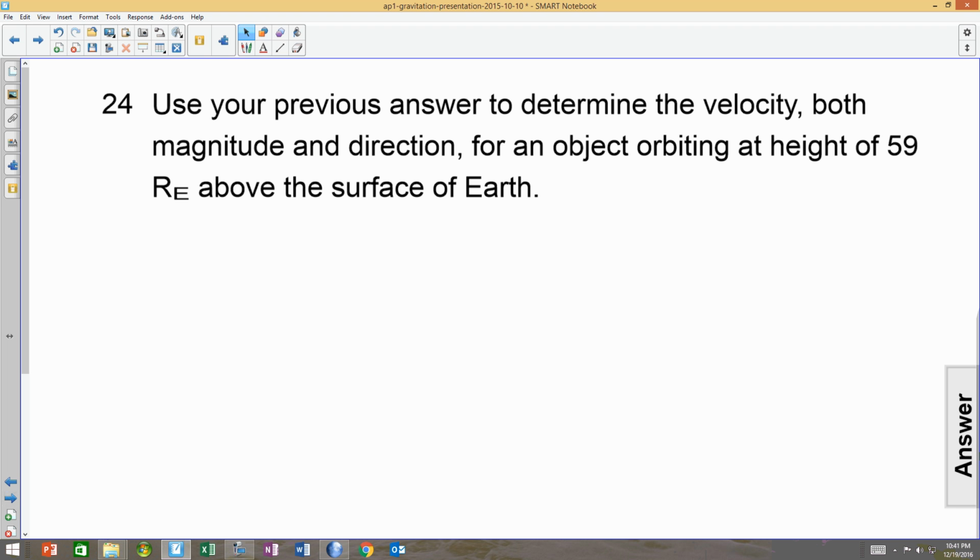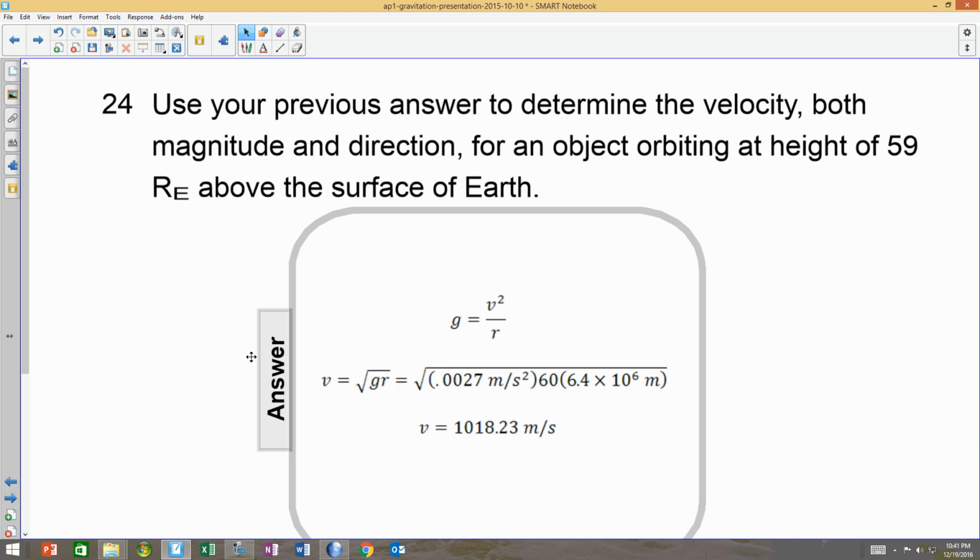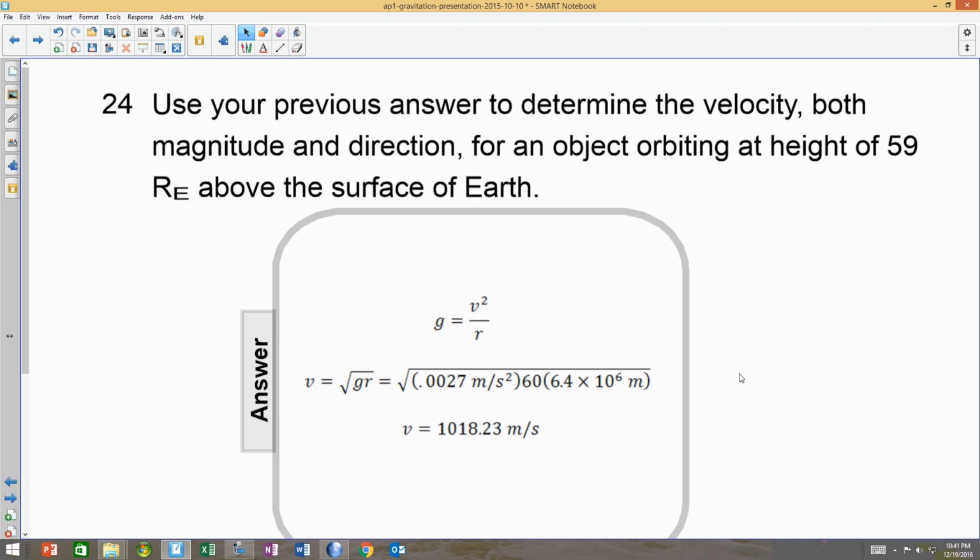Okay, so let's take a look at the solution. We know that g is equal to v squared over r. v is equal to the square root of g r. Substituting the numbers in, we end up with a speed of 1018.23. If we go with 2 sig figs, then it should be 1.0 times 10 to the 3 meters per second, or 1.0 kilometers per second. Okay, direction, tangent to the path.